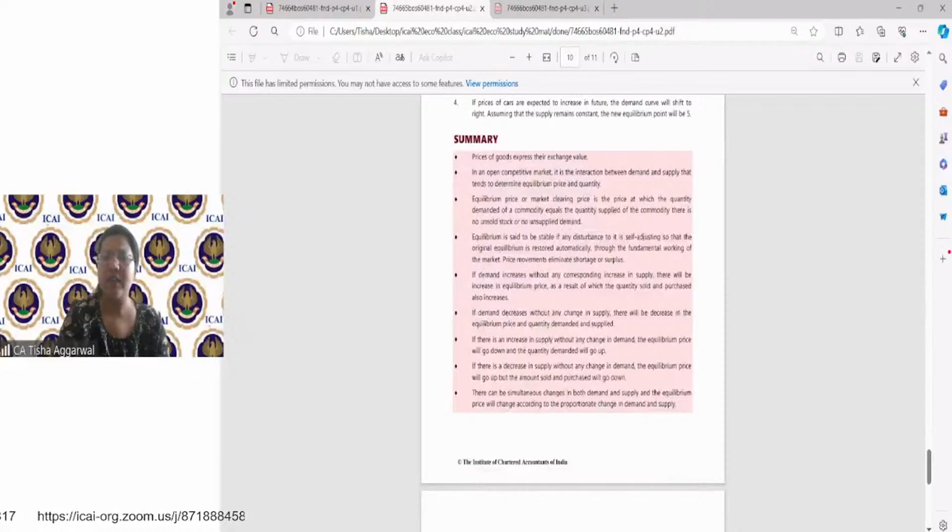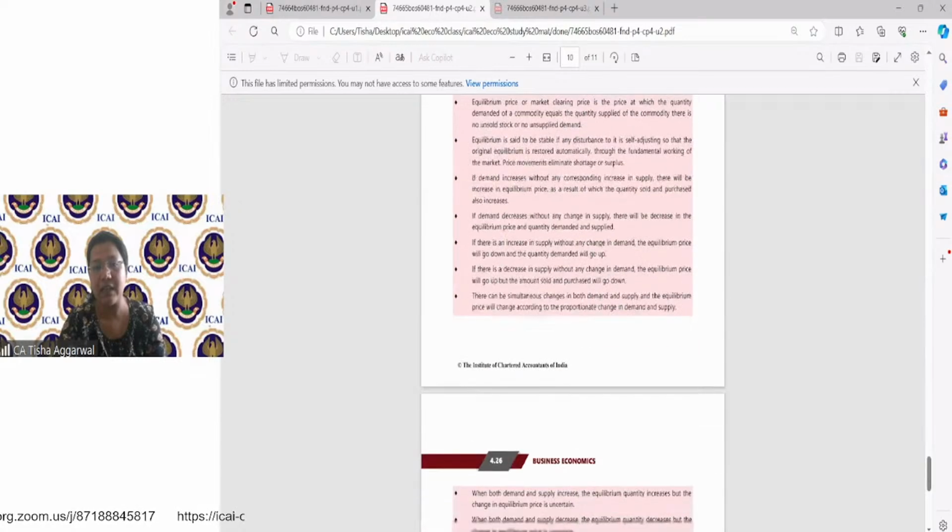So let's have a quick review of the summary. Price is something which is the exchange value. In the competitive market, there is a demand and supply. We determine equilibrium price and quantity. Equilibrium price is the price at which the quantity demanded is equal to the quantity supplied. Equilibrium is wherein there is self-adjustment; it is restored automatically. If the demand increases without any increase in supply, there will be an increase in the equilibrium price. If the demand decreases without any change in supply, there will be a decrease in equilibrium price. I hope this is clear to everybody.